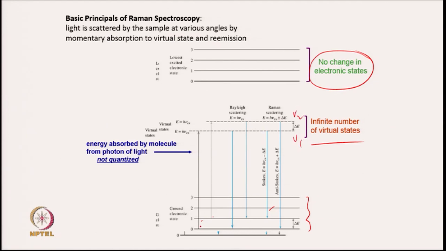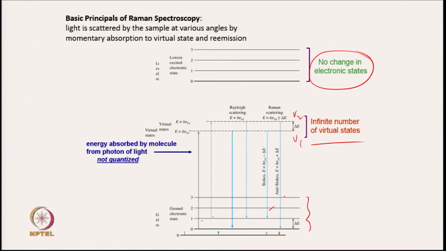So, excitation is from the 0 vibrational state to the V1 virtual state, and if you see, it is coming back from the V1 virtual state to the V equal to 1 vibrational level, not to V equal to 0. So, E is going to be less, and E, the energy of emission, is going to be h nu excitation minus delta E, and delta E is basically this difference between the V equal to 0 vibrational level and the V equal to 1 vibrational level.